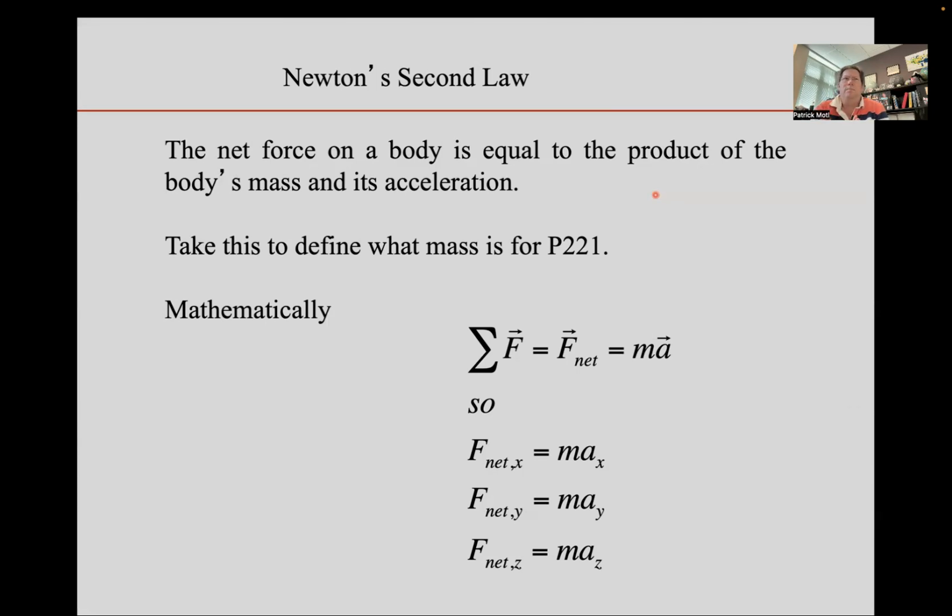I think this is fairly intuitive for everyday life. If I want to change a state of motion of something that's massive, I'm going to need a large force to do it, right? So if the inertia is large, I need to have a large net force to see some acceleration in the object.